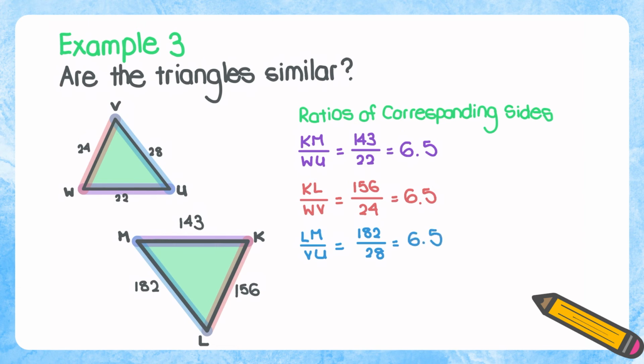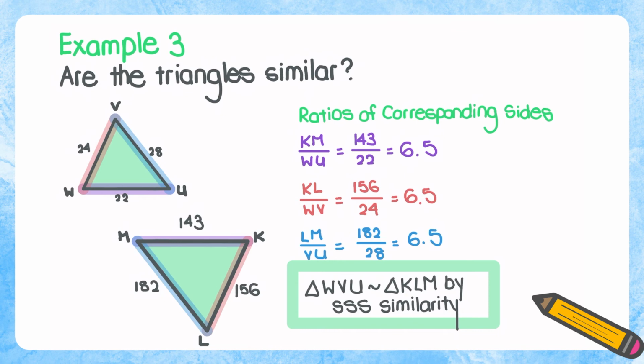So all three ratios are the same, which means that the three sides of the smaller triangle are proportional to the three sides of the larger triangle. So triangle WVU is similar to triangle KLM by the SSS similarity theorem. When you write these triangles out, make sure they correctly correspond to each other.